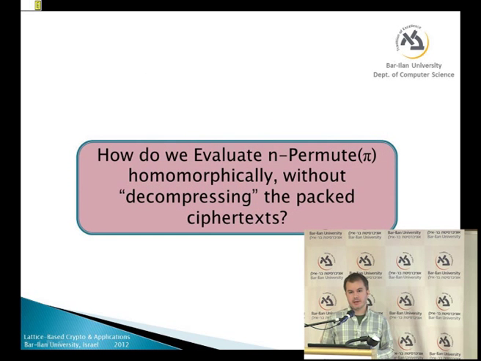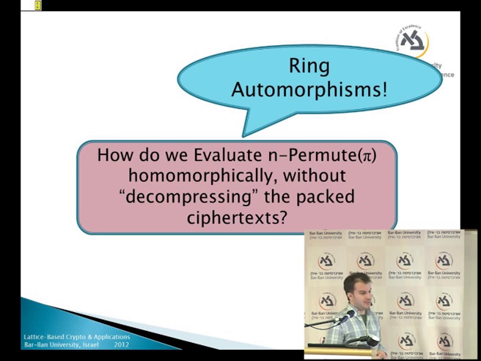All right. So how do we do that? This is where the fun begins. Of course, you want to keep everything packed. That's the whole point of batching, right? You don't want to unpack and then permute everything as singletons and then repack. You want to keep everything in place. And automorphisms, as Vinny mentioned, are the same sort of tricks that he used to get a search and decision reduction for ring LWE.